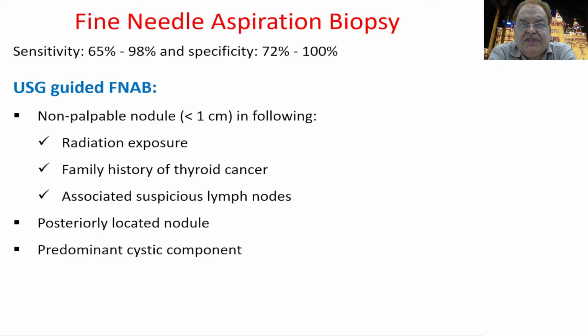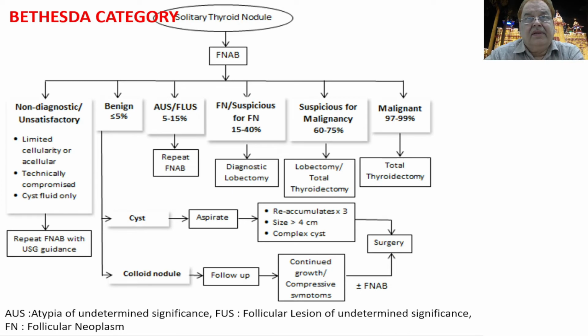A nodule which is located posteriorly, where you are not able to feel it very nicely, or if there is a predominantly cystic component on the ultrasound, then you should always look for the solid area, and you should carry out the ultrasound guided FNAC from that area. And based on this, you can divide your nodule into the various patterns which are there.